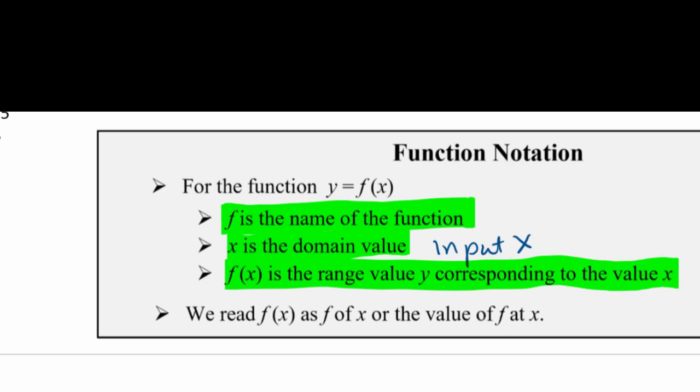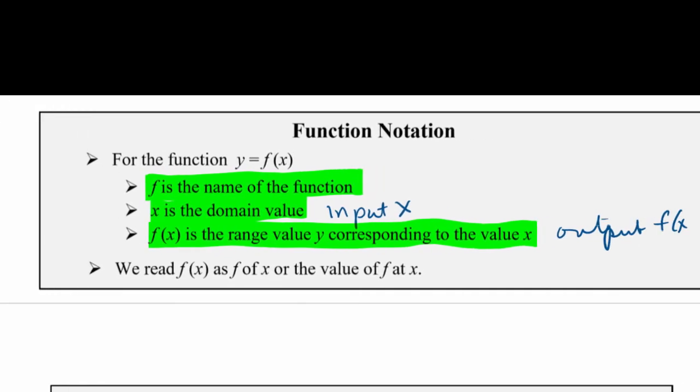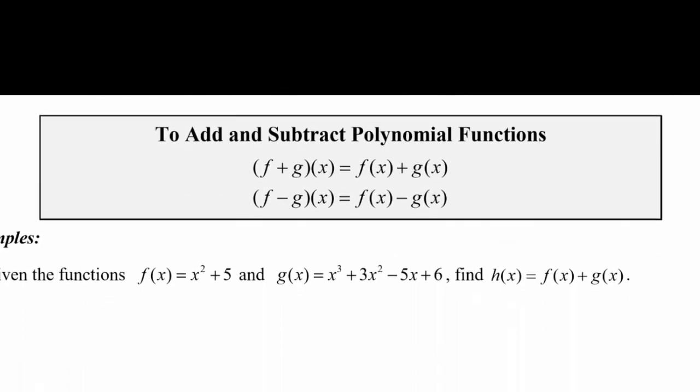So f of x is another way to say y, and it will be your output. So the output is f of x in this function. And the way that we read this notation is as f of x, which is the value of the function f at the given x. So that's just a little review on function notation, because now what we want to talk about here is how do we add if we're given two functions.